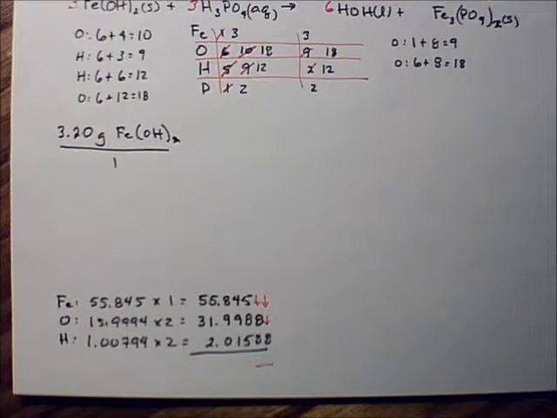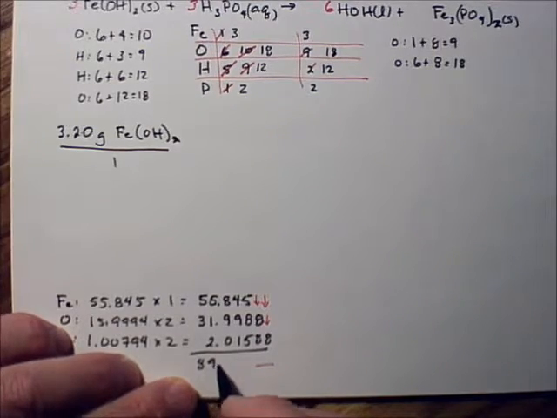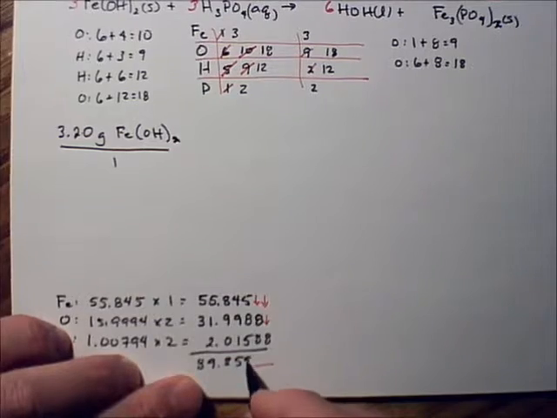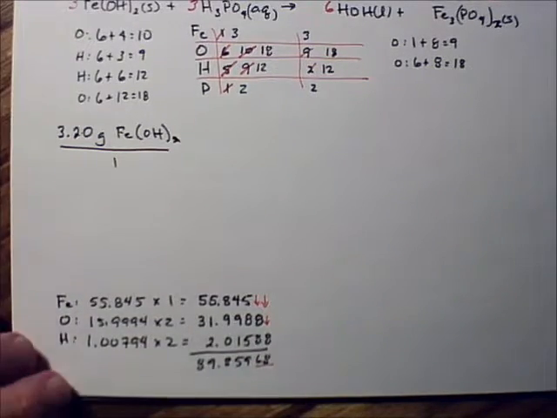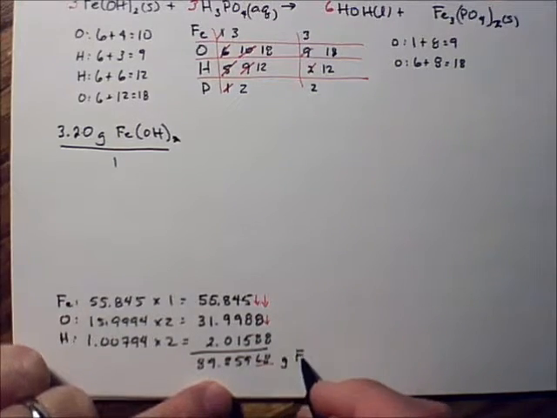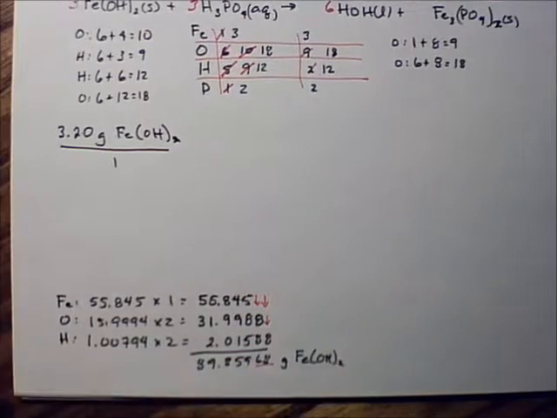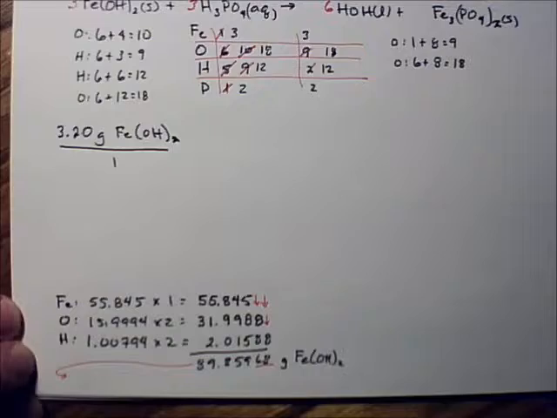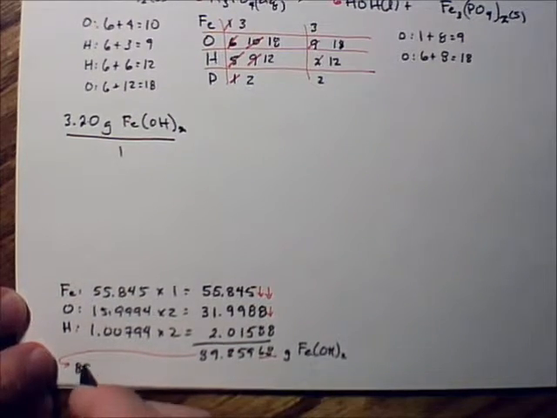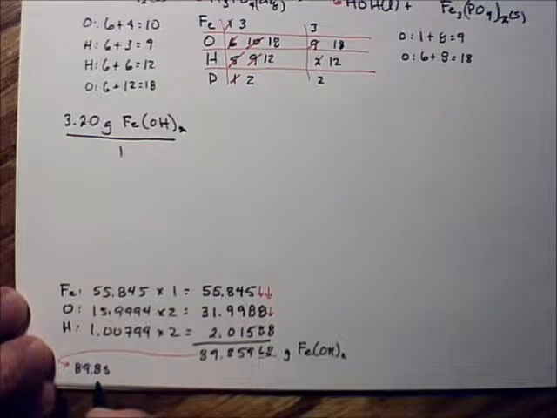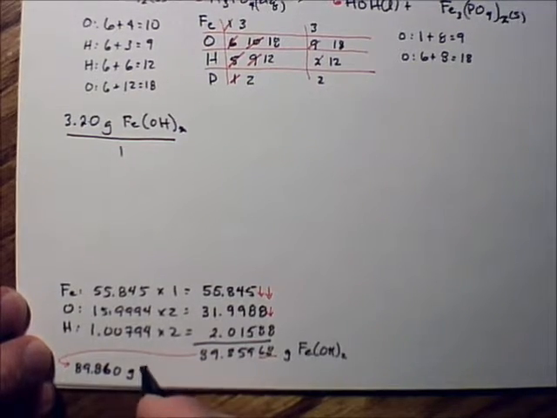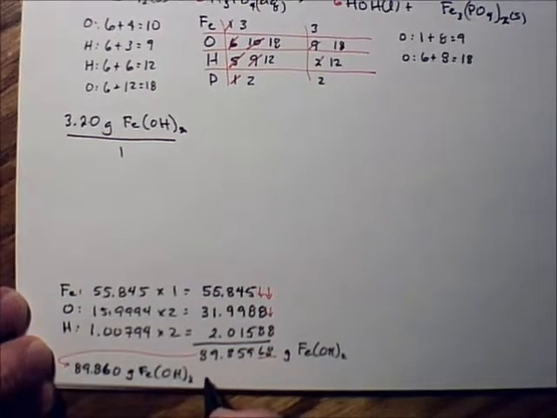Uh-oh, I made an error here somewhere. Yes, you can get some water. And this is grams of iron 2 hydroxide, which we're going to round off to 89.85. Oh, 6 rounds that up to a 10, which rounds this up to a 6. 89.860 grams of iron 2 hydroxide. And that's equal to 1 mole.